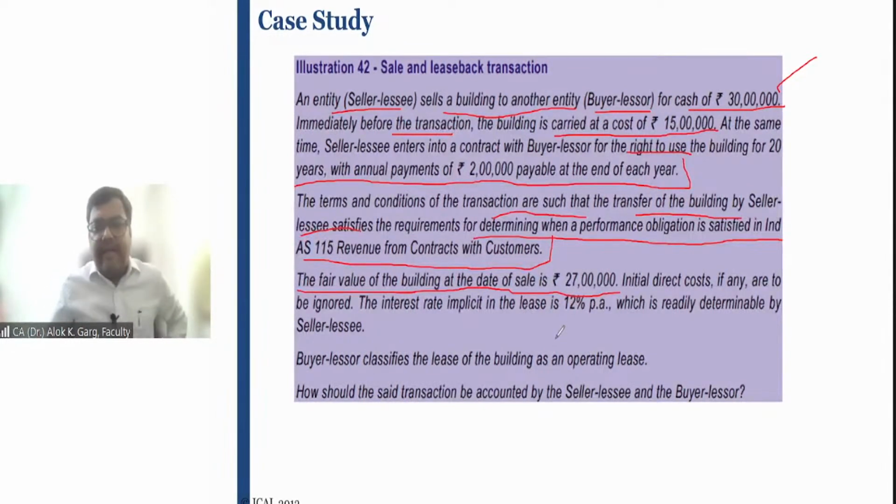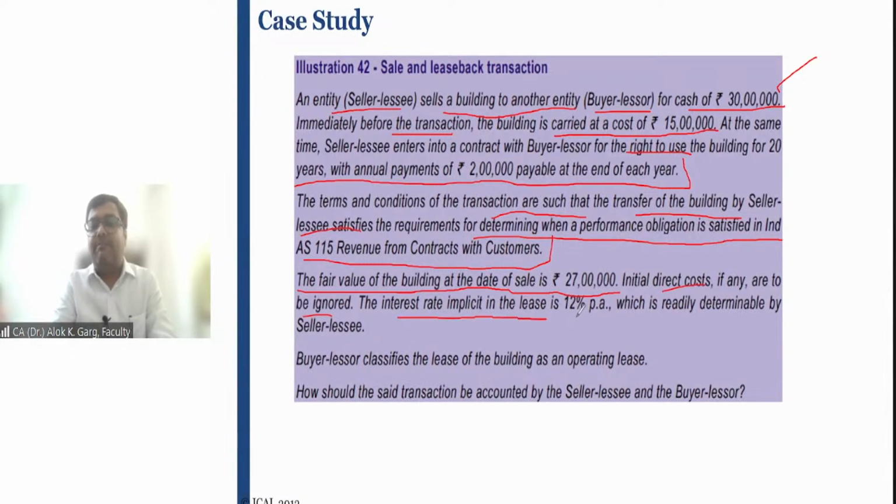So I am not giving him the entire 2 lakh rupees as a sale consideration. I am giving 1.75 lakh rupees, equivalent to the market value, as a sale consideration, and 25,000 rupees I am giving to him as a loan, as additional financing. I hope you guys are clear on this. Initial direct costs, if any, are to be ignored.